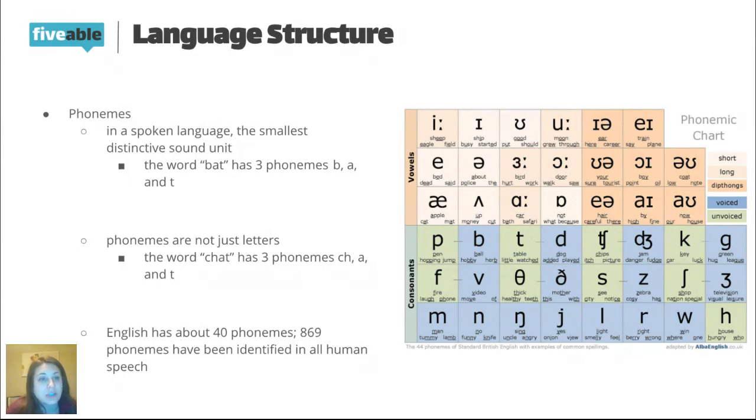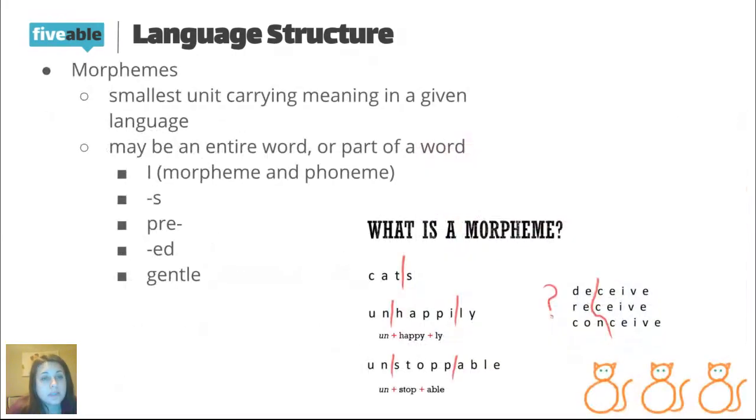So like the CH goes together. The CK would make another sound, K. PH, F, F, F. Those are all singular sounds produced. So it's the singular sounds that make up the word. And across all of human speech, even though we only have about 40 phonemes in the English language, there are 869 identified different sounds in different languages across all of human speech. So that's pretty cool. In contrast to phonemes, then, we have morphemes.